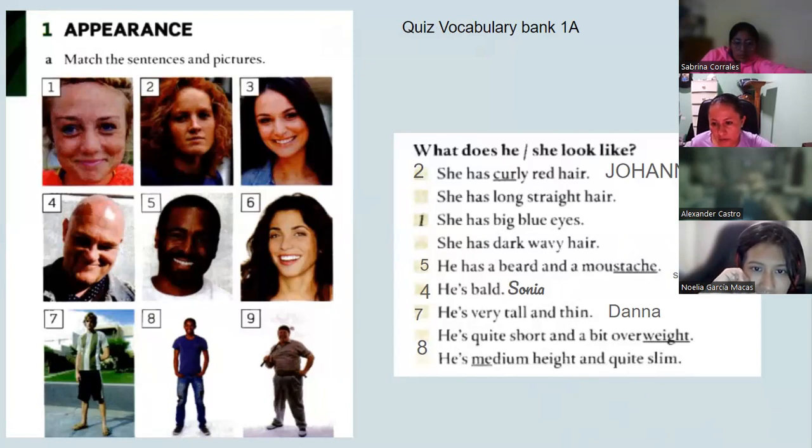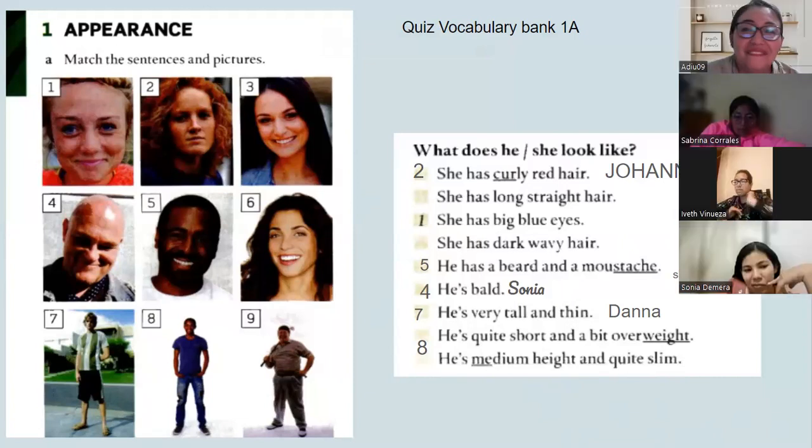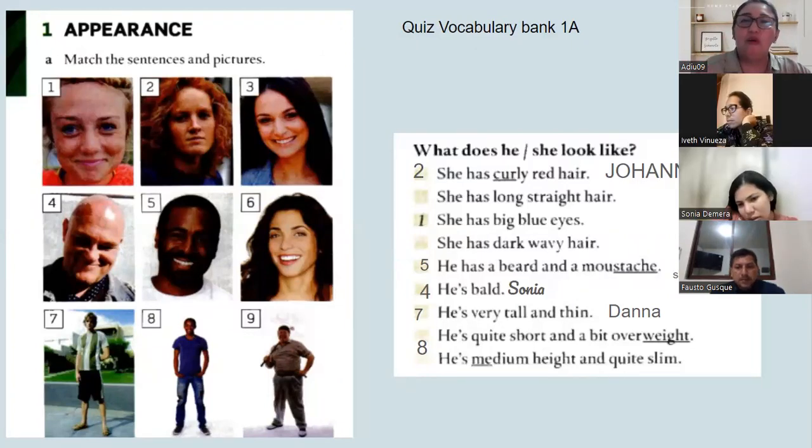He is quite short and a bit overweight. Number 8, really? He's medium. He's medium high, right? Not too tall, not too short, medium. Quite slim. The word quite, quite slim. Esa palabra quite es como cuando nosotros decimos un poco delgado. Quite chubby, un poquito panzoncito. Quite slim, un poquito delgado, un poco delgado.